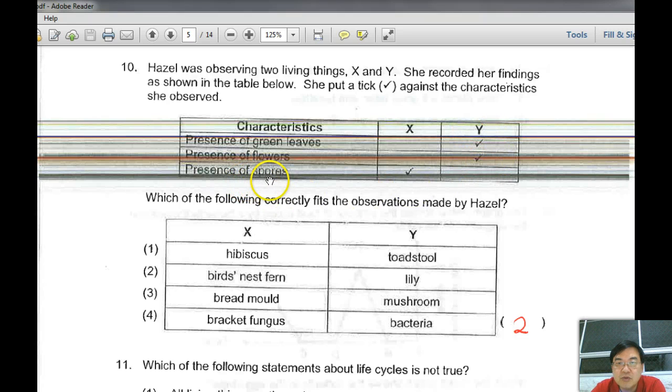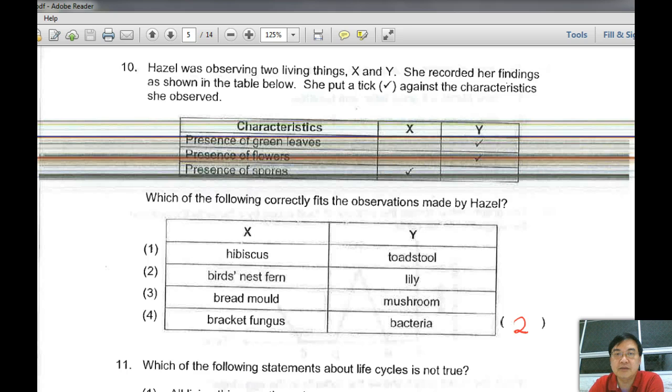Okay, presence of spores, X. But for this case it doesn't have any green leaves, so it is definitely not a non-flowering plant. It could most probably be a fungi. Now let's take a look. X, it must be a fungi. Okay, it cannot be this flowering plant. It cannot be bird nest fern because it hasn't got any leaves, so it can be either bread mold or bracket fungus. Okay, is it true? Let me take a look first.